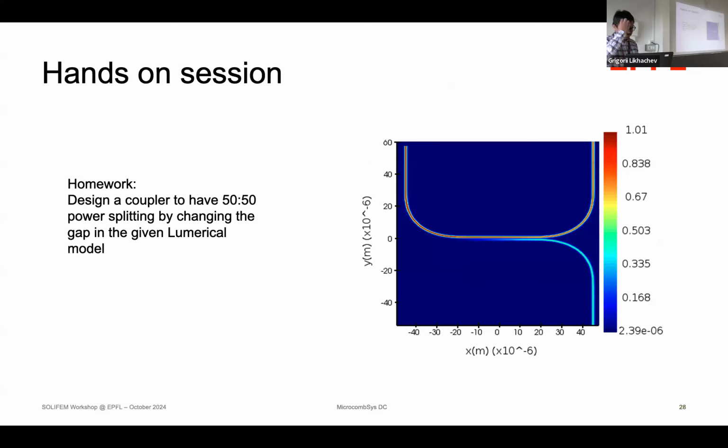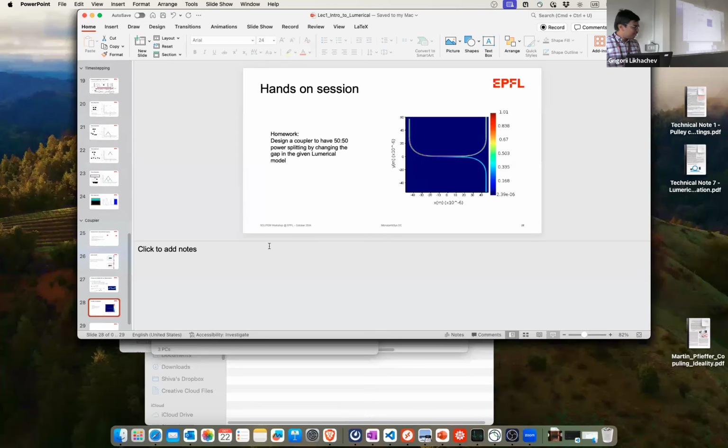For the first session, we will be doing a 30 to 70 splitter. And then I think in the evening when you have time, there is a homework session or something. At that time, you can try out the 50-50 coupler on your own. So now let me launch Lumerical.